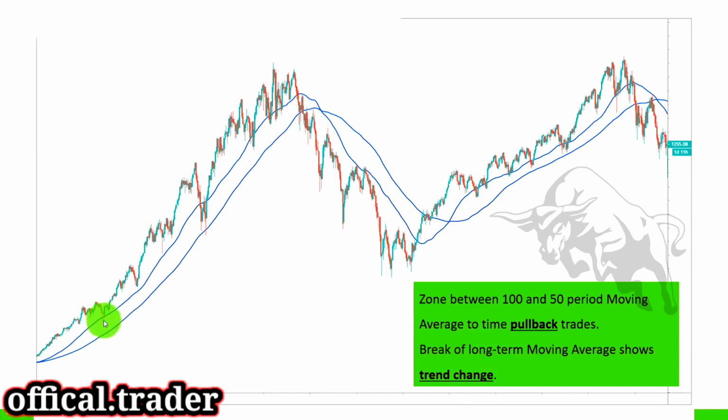So here on the 50 period moving average, we have our first move into the 50 period moving average. You could have applied a resistance level here or a trend line, then time your trade once this trend line has been triggered. You have a close reaction here.